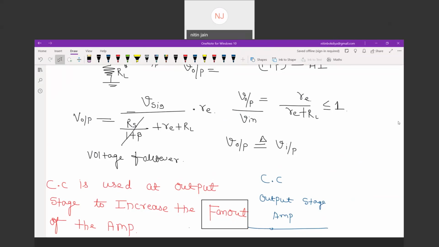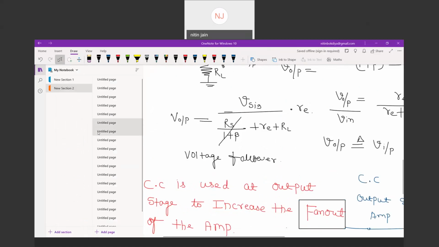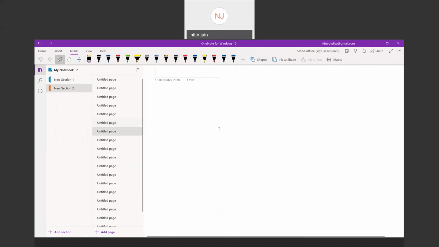Tomorrow we will start with the high frequency analysis of bipolar junction transistor. In high frequency, two capacitors at both the junctions will be effective, and we will talk about the Miller effect and high frequency analysis.